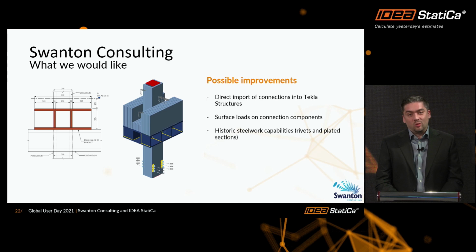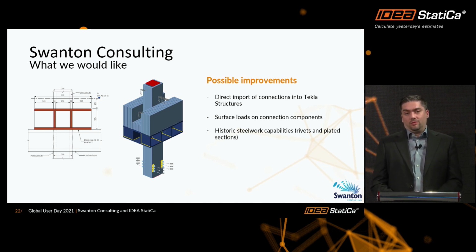And finally, what we would like from IDEA StatiCa, probably there's a lot of customers, I'm sure, who have their own agendas. We have our own as well. We would be very much utilizing a direct import of connections into Tekla Structures from IDEA StatiCa, and it would particularly be useful for our external clients, where we could prepare the connection and just send the IDEA con file over to import.